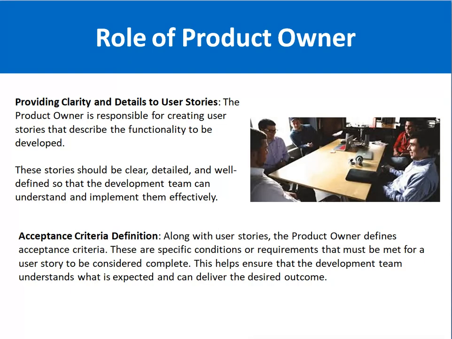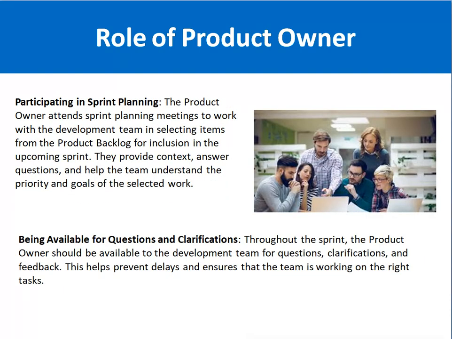Secondly, he also defines the acceptance criteria. Acceptance criteria means the product owner describes or defines the acceptance criteria of the user story. These are the specific conditions or requirements that must be met for a user story to be considered complete. So the development team can ensure that, based on the acceptance criteria, when they achieve that acceptance criteria, this user story can be considered as completed.